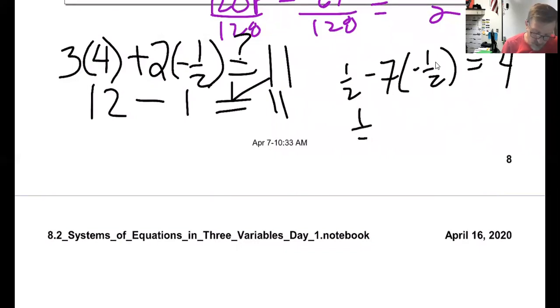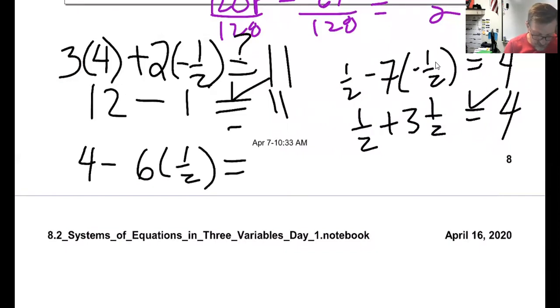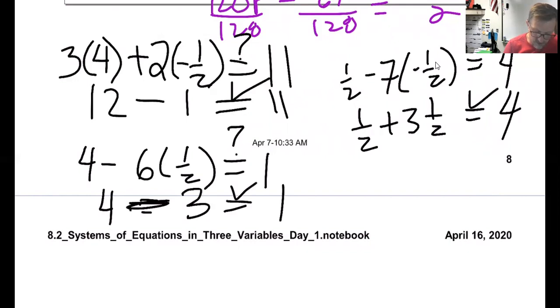Let's see. Half of 7 is 3.5. Negative times negative is also positive, so 1/2 plus 3.5 is indeed equal to 4. One more, the third equation. Last but not least, p, which we found to be 4, minus 6 times q, which we found to be 1/2. Does that equal 1? Well, that's 4. Half of 6 is 3. 4 minus 3. There was much rejoicing in the land.